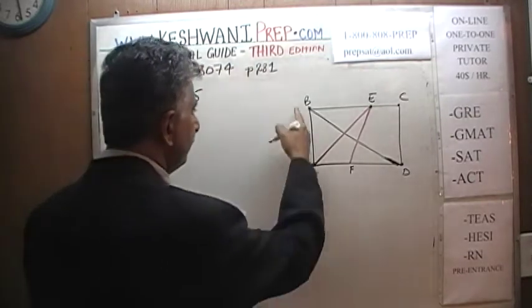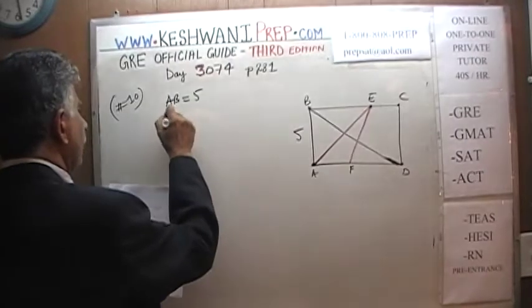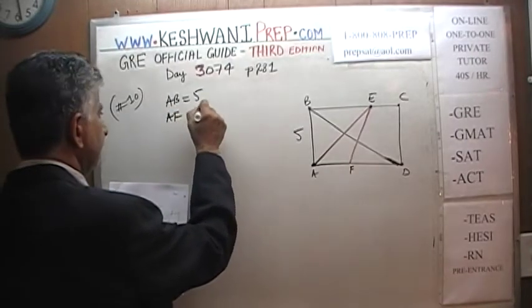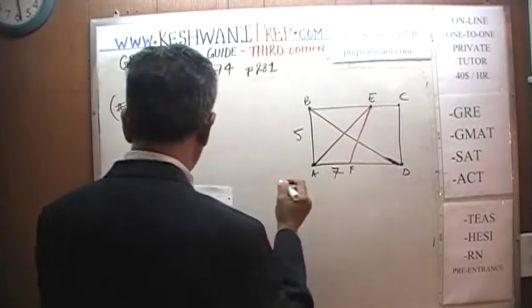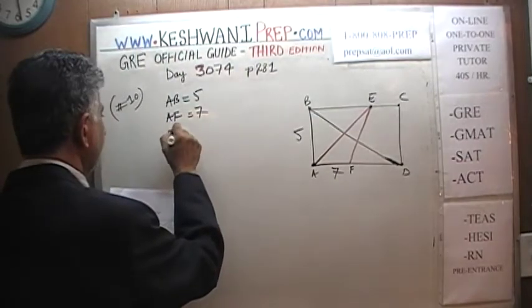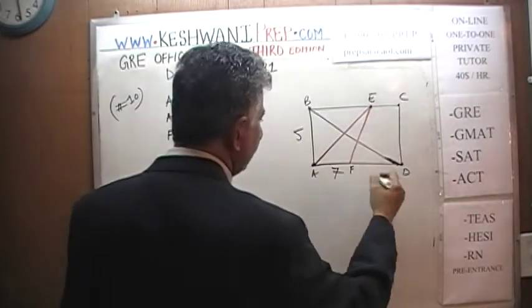A to B we are told is 5. A to F we are told is 7. And F to D we are told is 3.